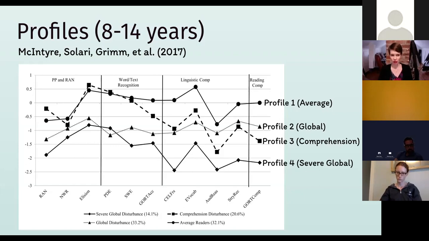So this profile had the high word reading abilities, but lower language comprehension in that sort of discrepant form. This accounted for 20.6% of their sample. And then in profile 4, this is what they termed the severe global disturbance. So again, a mixed deficit where children are having difficulties with word reading and language comprehension, but it's to a greater degree than profile 2.